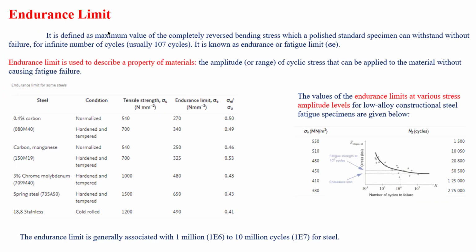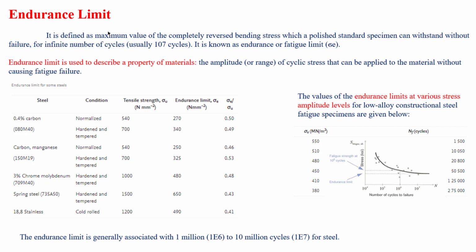Endurance limit is very important when it comes to durability analysis. This is the maximum value of the completely reversed bending stress. Now, when I consider the endurance limit, 10 raised to 7 is the ideal value. If the component withstands that many cycles, we can say it has infinite life. When it comes to steel components, the endurance limit will vary from 1 million to 10 million cycles, that is 10 raised to 6 to 10 raised to 7. You need to remember that.